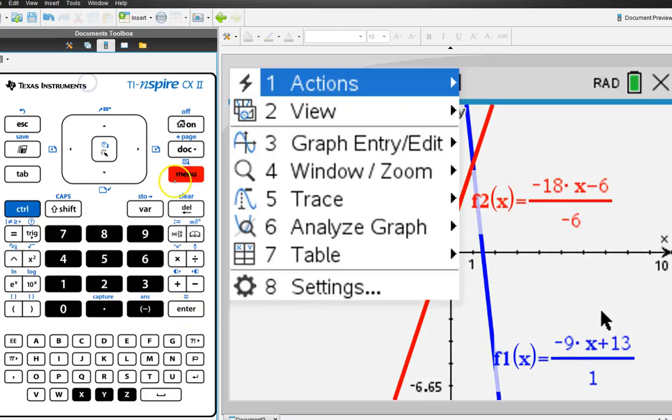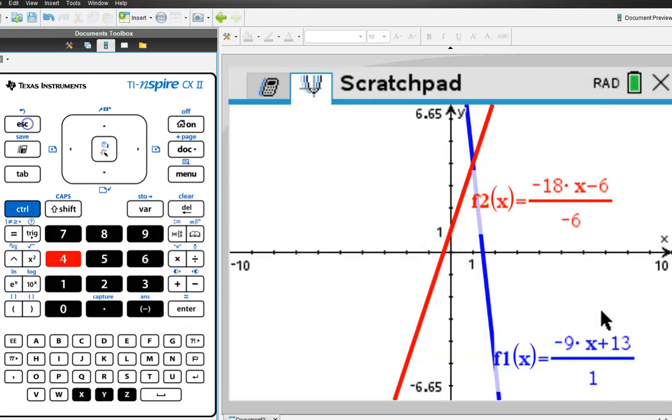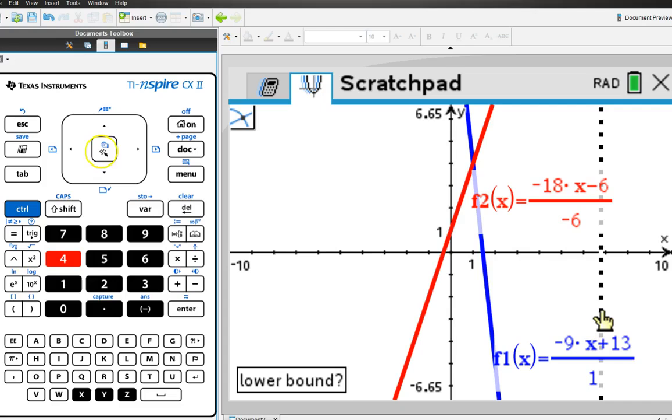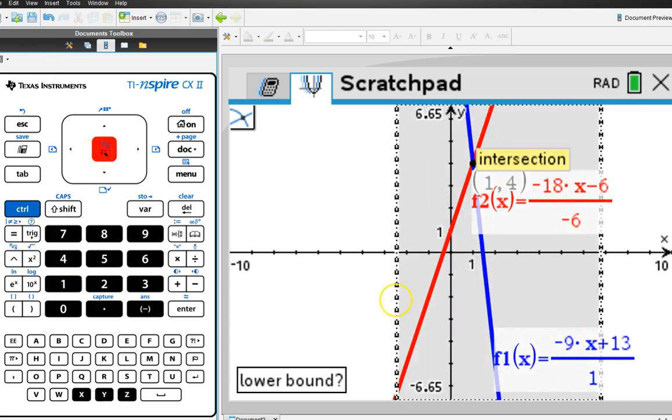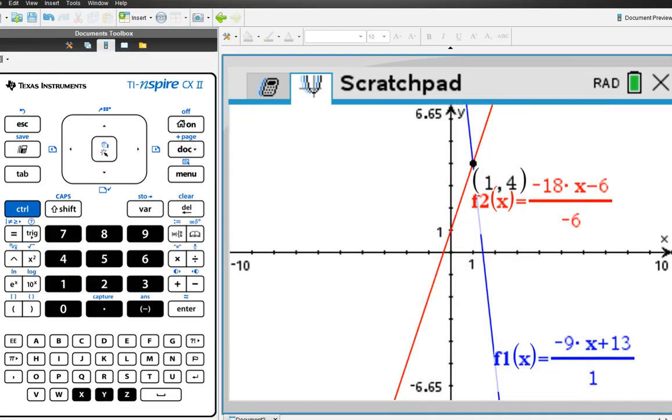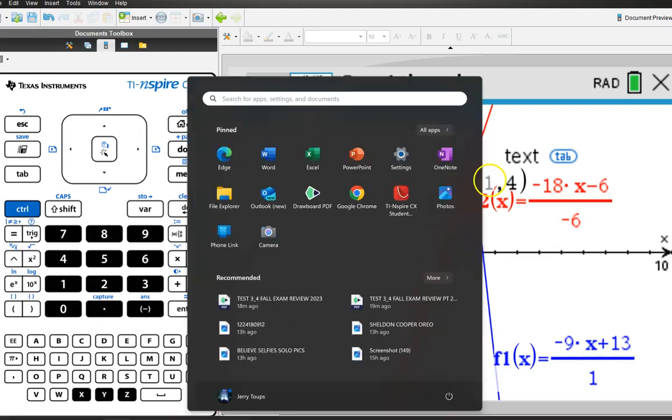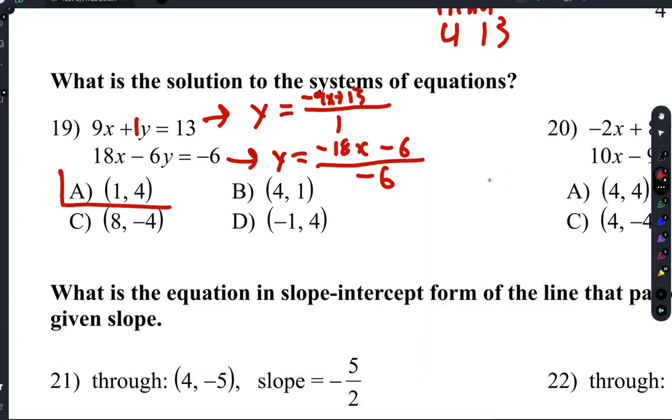I need to find out where those two lines cross. So remember, menu, 6 for analyze, 4 for intersection. I'm going to click this button right here. It's going to lock it. And then I need to drag over here, and I'm going to click this. The intersection button's right there. It's 1, 4. So I'm going to go to my paper. 1, 4 is the intersection.